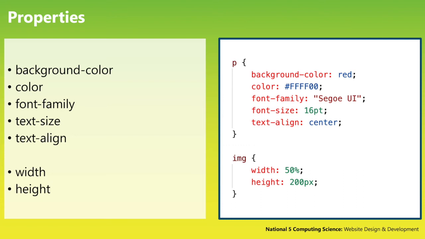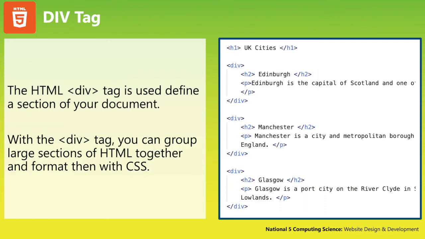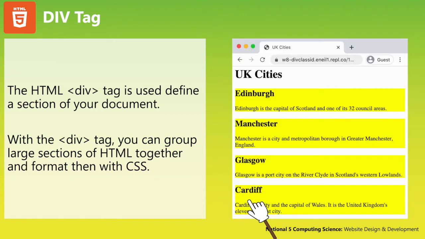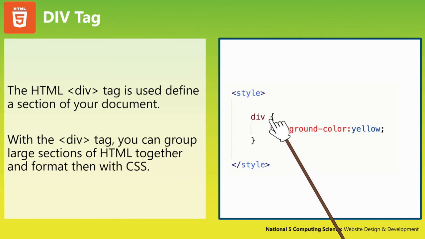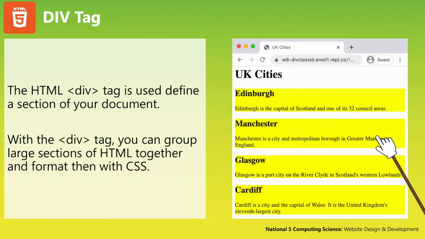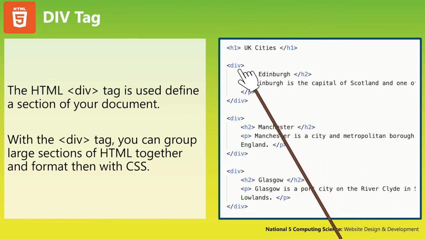An element of HTML that we've not yet covered is the div tag. The HTML div tag is used to define a section of your HTML document. With the div tag, you can group together large sections of HTML and then format them with CSS. In the example here, you'll notice that we have a number of cities and each city is in a div. If I look at this in my browser, I've set it up that each city has a yellow background. When I look at the CSS that has been implemented, I've said that the div will have a background colour of yellow. So because these here have all been divs, each section or division has a yellow background.